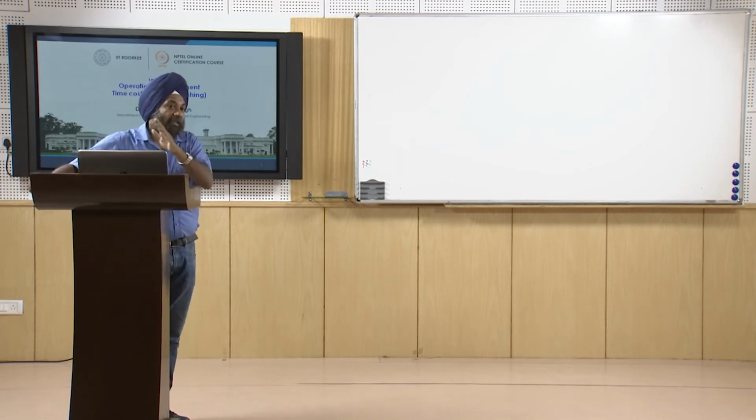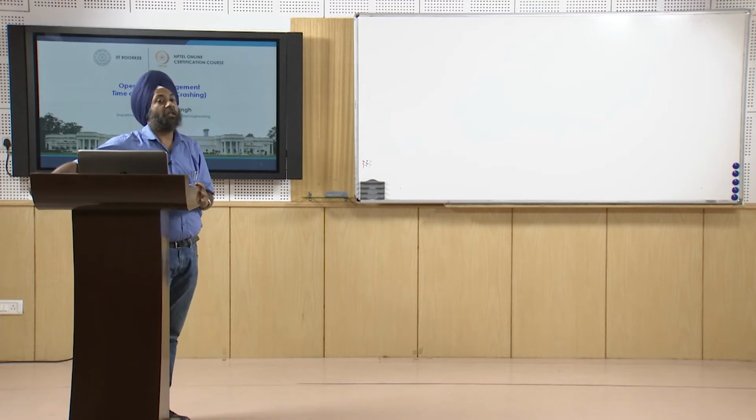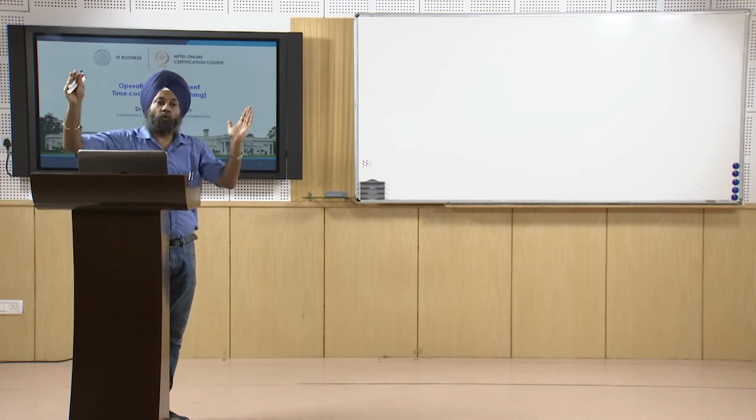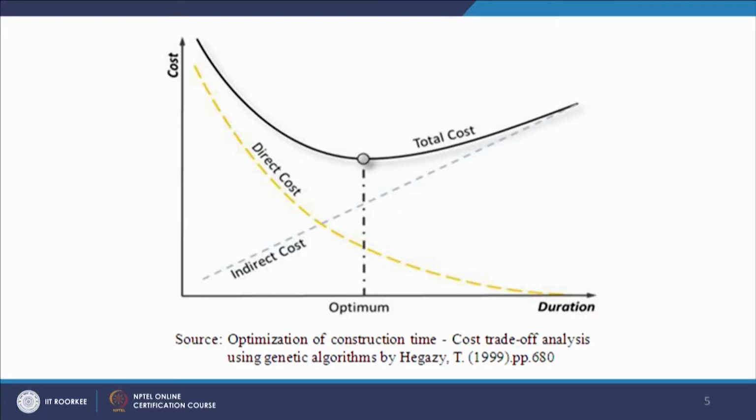Now crashing means that when we have to reduce the duration of the project, we will have to spend some extra amount of money. That will be called the crash cost, and the process of reducing the overall project duration is called crashing activity in project management. Now this is a very good depiction of the indirect cost and the direct cost. You can see on the x axis we have the duration of the project and on the y axis we have the cost.